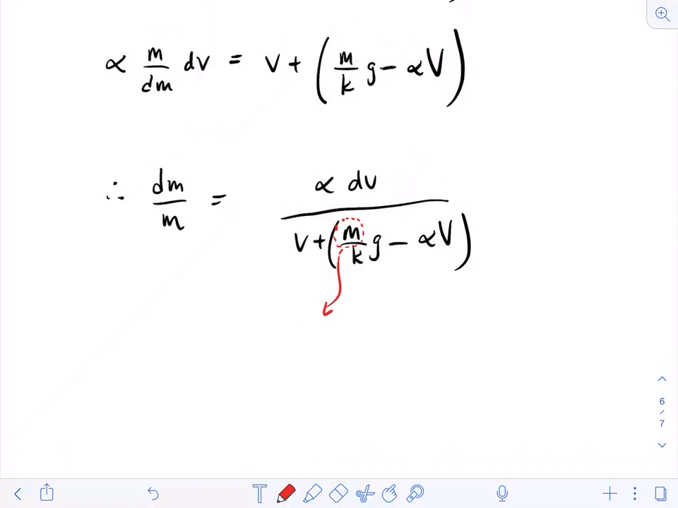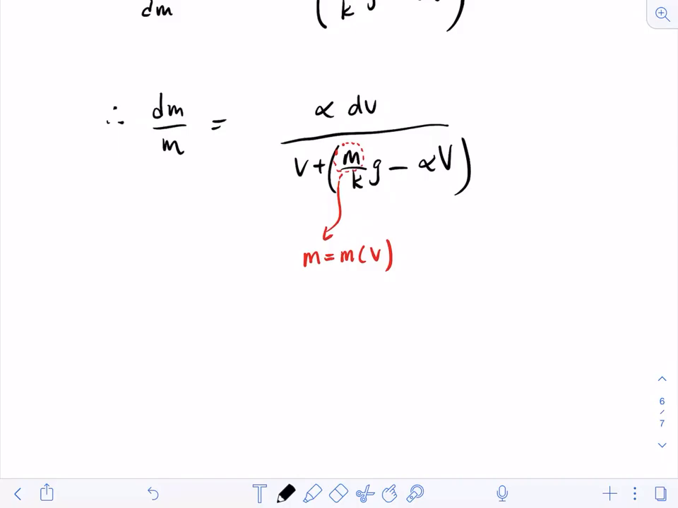The issue here is that this mass is a function of velocity. So if we wanted to integrate from some initial velocity, say v equals 0, to some final velocity, then during that entire integration, the value of this mass would be changing. And we don't know how it changes with velocity. If we knew that, then we wouldn't be solving the problem in the first place. In fact, what we're trying to find is the relationship between velocity and mass. And so we don't know the dependence of m on v.